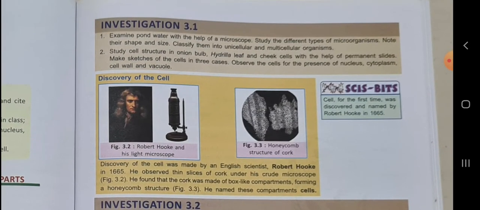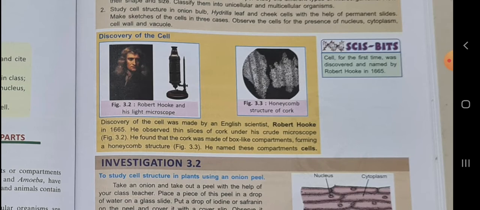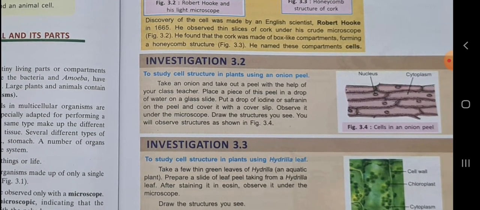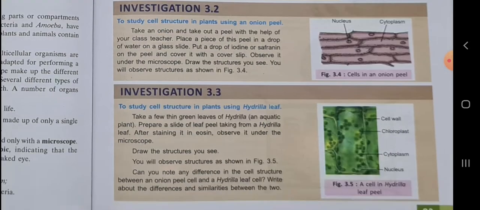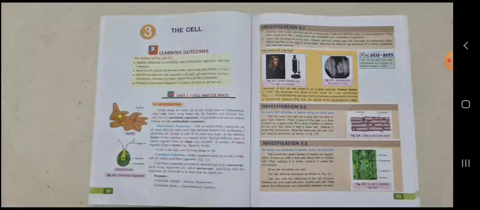Now, the discovery of cell. The cell was discovered by Robert Hooke with his microscope. Robert Hooke is an English scientist who observed a slice of cork with his crude microscope. He found that the cork was made up of box-like compartments which formed a honeycomb structure, and these compartments he named cells.